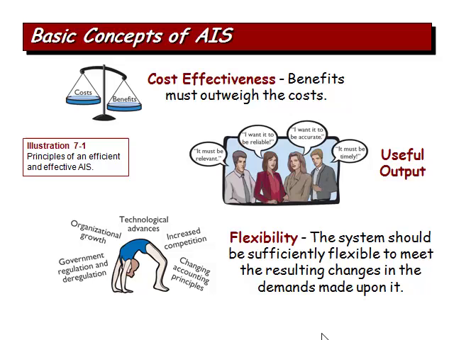If you want all those things, the more timely you want something, the more costly it will be. The more accurate you want, the more costly it will be. And finally, flexibility. The system should be flexible enough to take into account today and what we might be doing tomorrow.